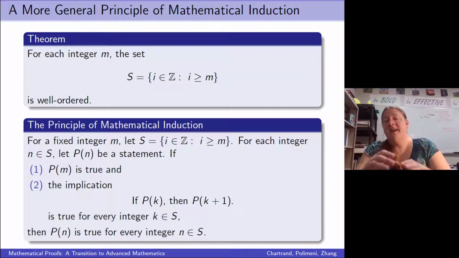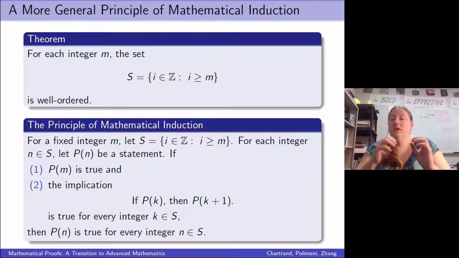So we can have a set of integers. They can be positive and negative as long as there's some element that is the smallest element in the set, and the set consists of all the integers greater than that element. So we're going to call the smallest element m. Now, that set of integers that are greater than or equal to m is a well-ordered set. Since it's well-ordered, we're set up to be able to use the principle of mathematical induction.